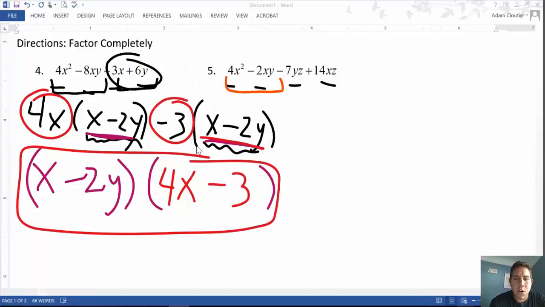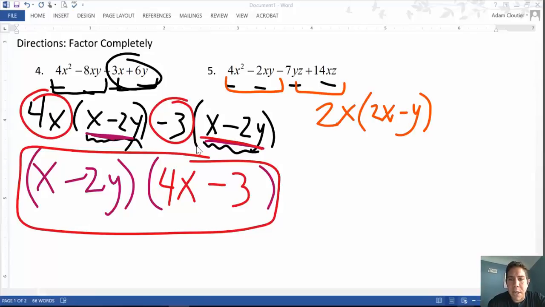This one again, group the first 2 terms together. The greatest common factor for the first 2 terms is 2x. If I pull it out, I'm left with 2x and a minus y. The next 2 terms, if I pull out looks like a negative 7 and a z, I'm left with a y and then a minus 2x.